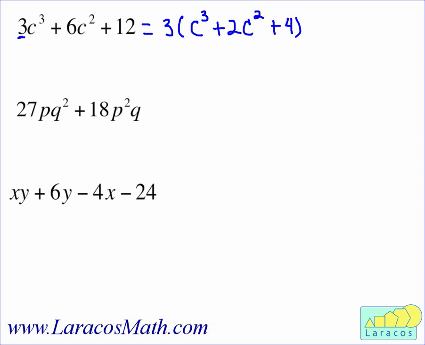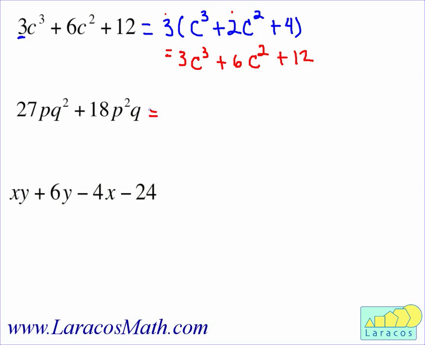How can you prove this? If you multiply 3 times c to the cubic, it is 3c to the cubic. The next term is 3 times 2, which is 6c to the second power, and the last term is just 12 because you're multiplying 3 times 4. So this is the proof you're multiplying correctly.